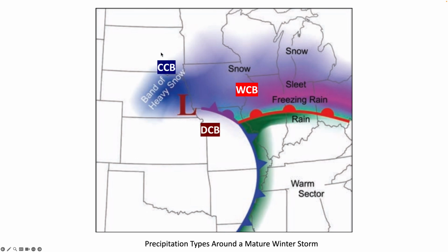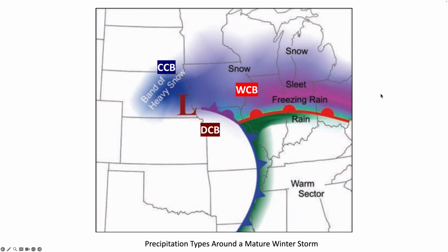And then our dry conveyor belt, remember this is dry troposphere or tropopause level air, which is sinking in beneath the low. In terms of beneath, it's basically to the west and south of the low, and it's tucking in to the low basically from the south and the west. So here is our dry conveyor belt.